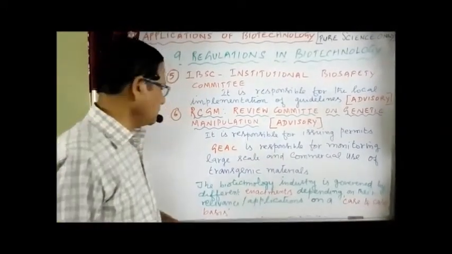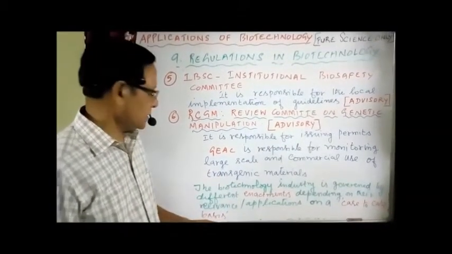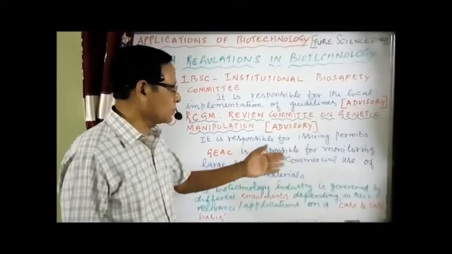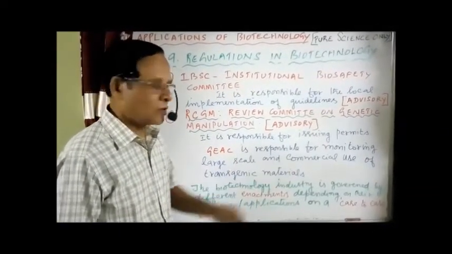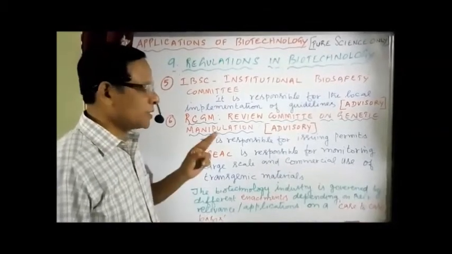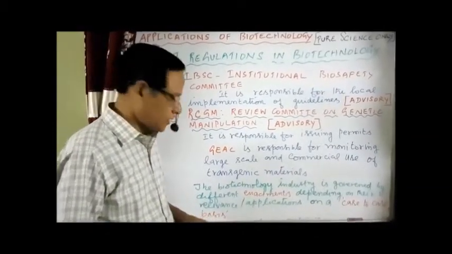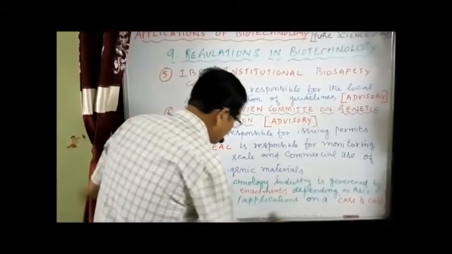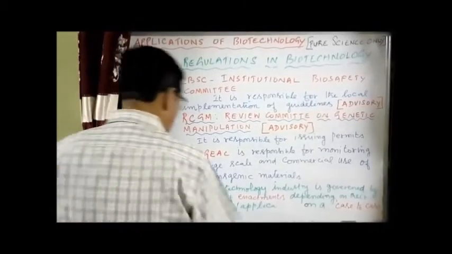Now the biotechnology industry, normally we can say it is an industrial science. The biotechnology industry is governed by different enactments made by the government, depending on their relevance and applicability. As per the book I am taking, applicability.